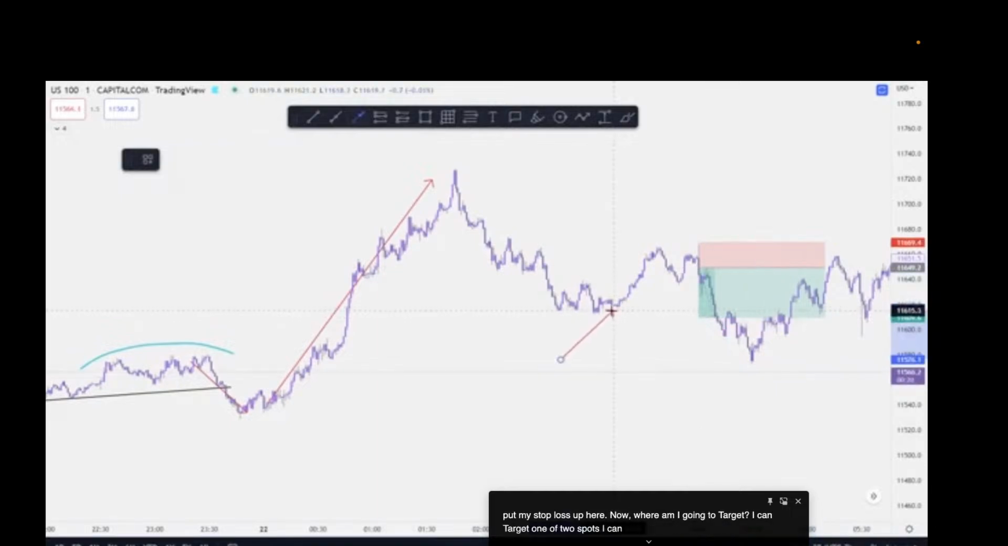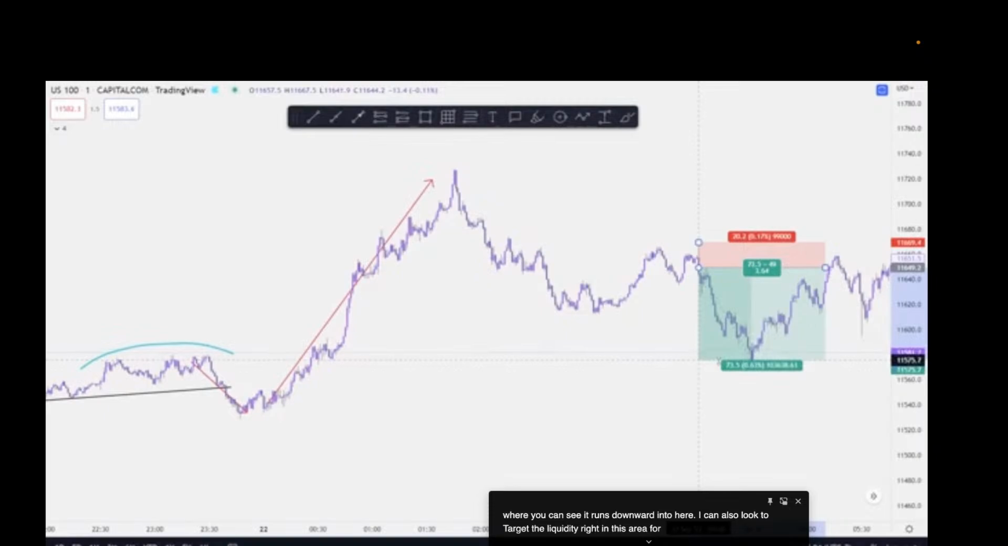I can target right in here, so all the liquidity that's resting in here for everybody who went long on this movement. I can then take it short, targeting this location right here where you can see it runs downward into here. I can also look to target the liquidity right in this area for everybody who put their stop losses below here expecting it to go long. And as you can see, the market ran down right down in here.